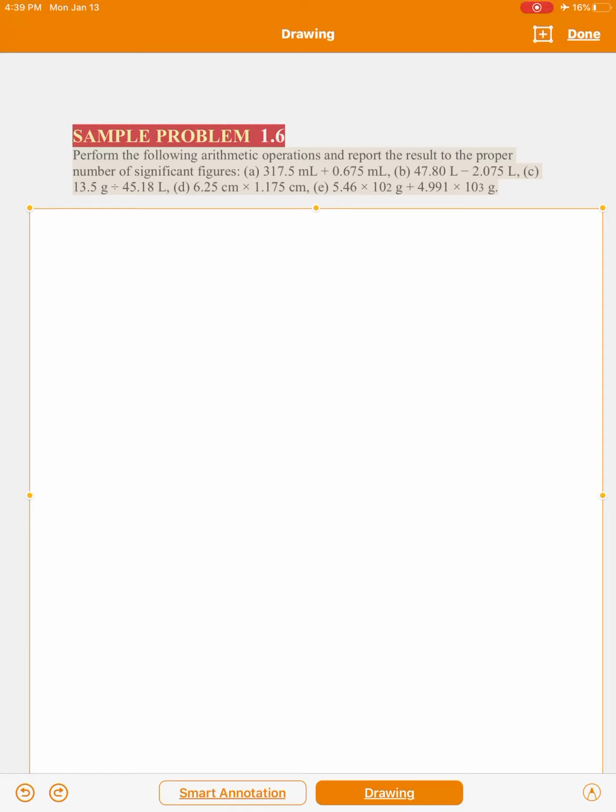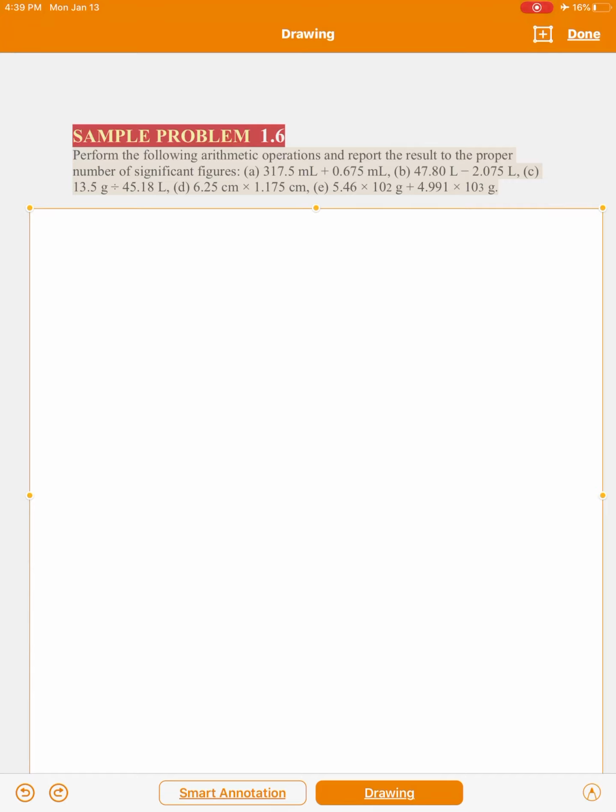Okay, this is one of the sample problems, sample problem 1.6. Perform the following arithmetic operations and report the result to the proper number of significant figures. And this particular question has 5 parts to it. So let's take a look at the first part here. Part A says that we're going to add two numbers together.